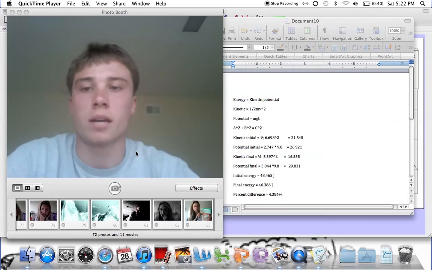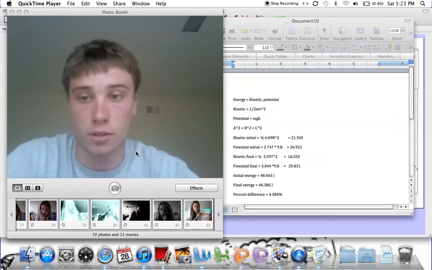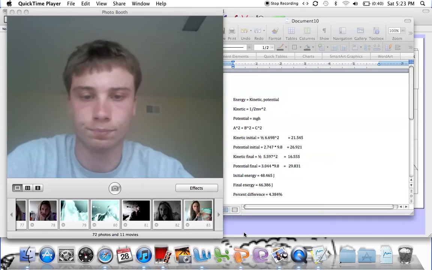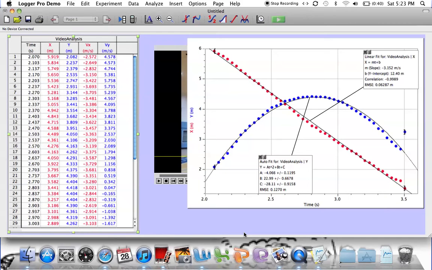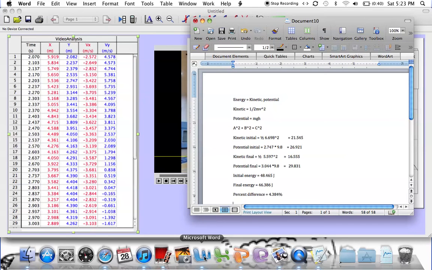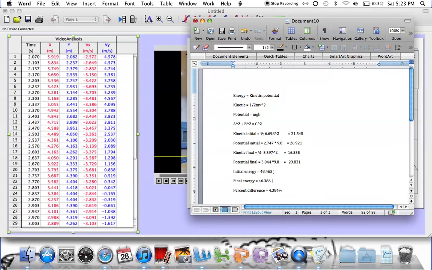Okay, for our next segment, we're going to look at energy conservation. So let's click back into Logger Pro. We're still using clip 14. And for this segment, we're going to do all our calculations on this Word document, which you can see here to the right. Now, there are two forms of energy that we can analyze here.